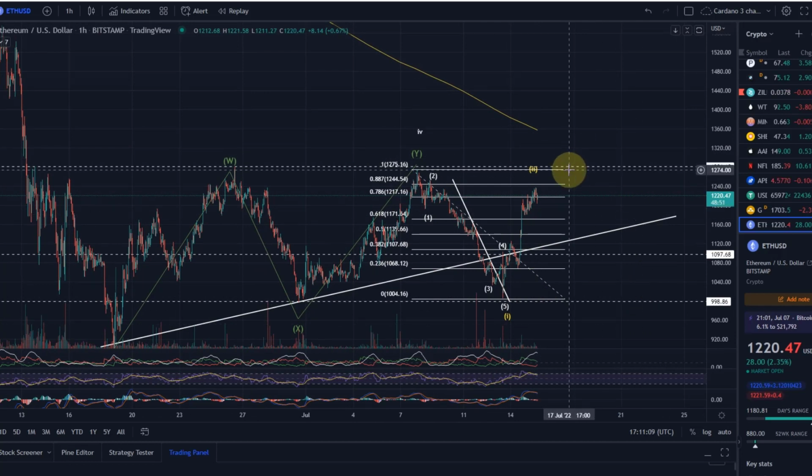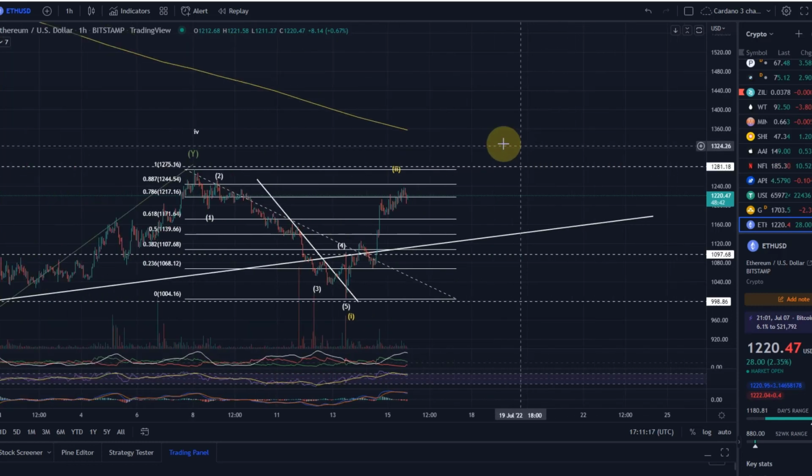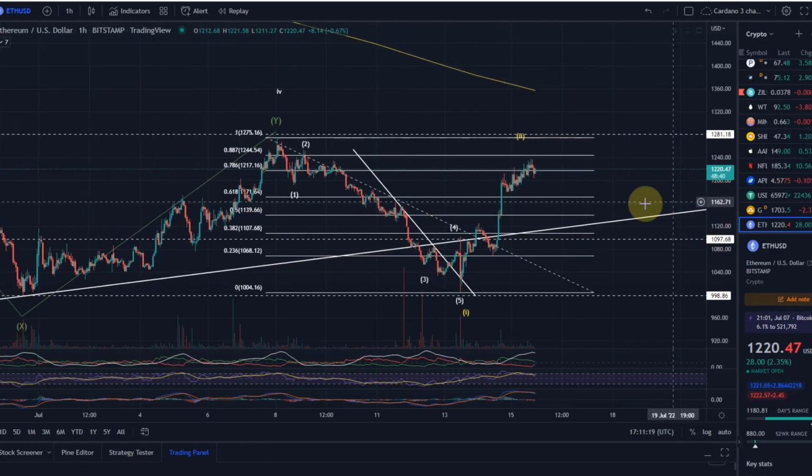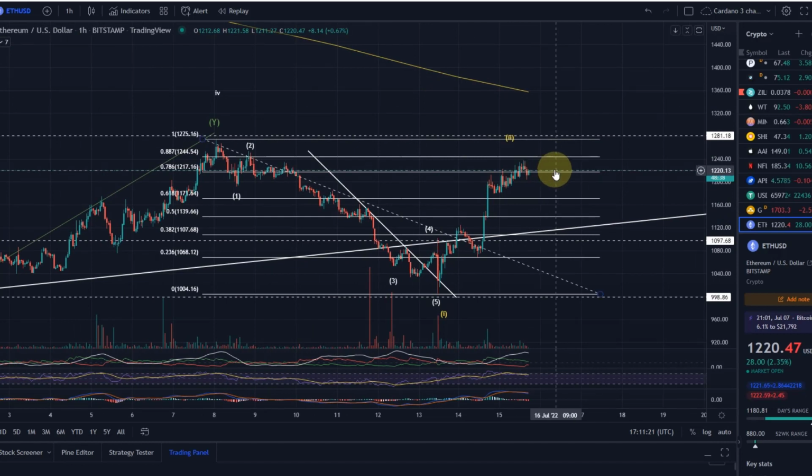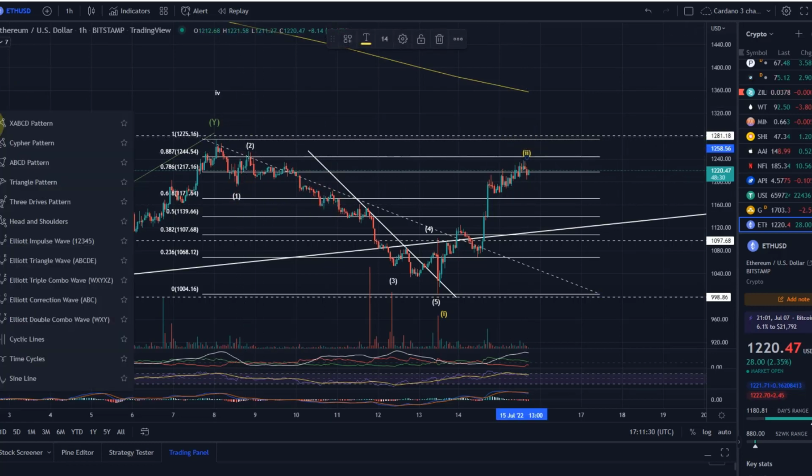A move above 1280 would seriously make me consider the bullish scenario and make it more likely, and we're going to look at that now. For now, however, we are moving higher here. We sort of stopped here at the 78.6% fib level, a key level here of a wave 2 retracement.